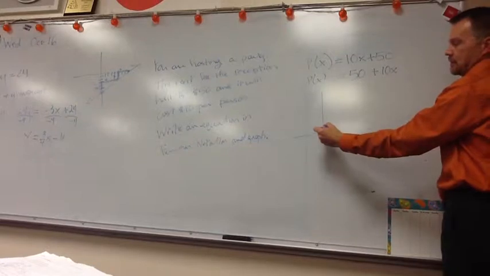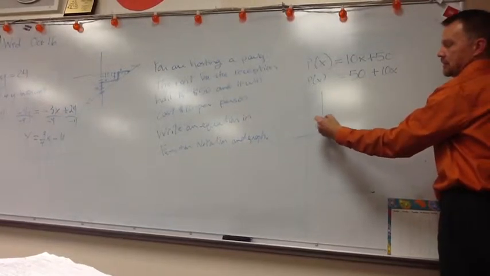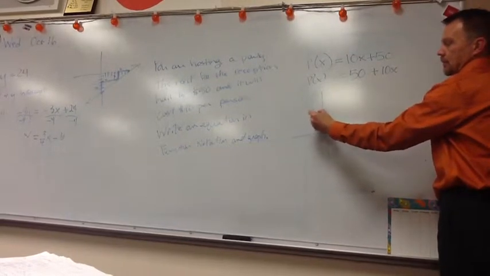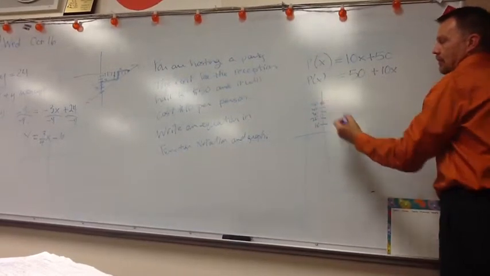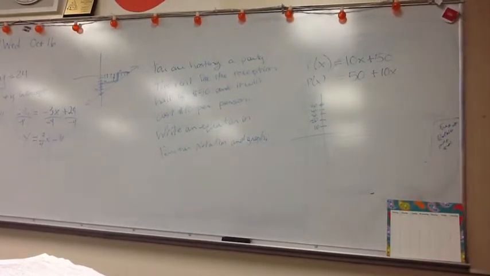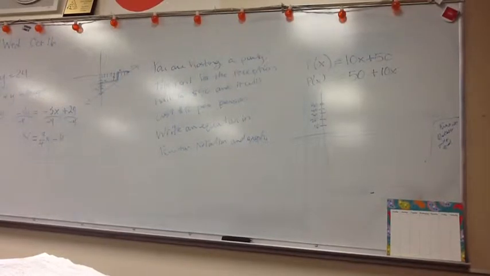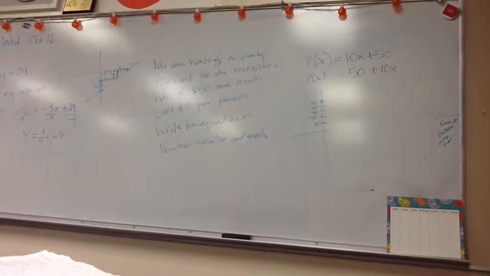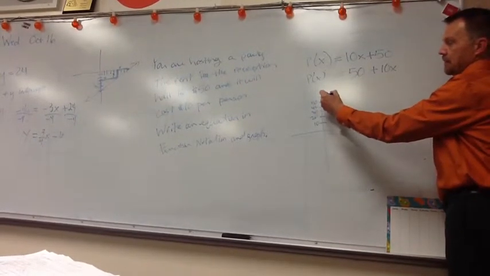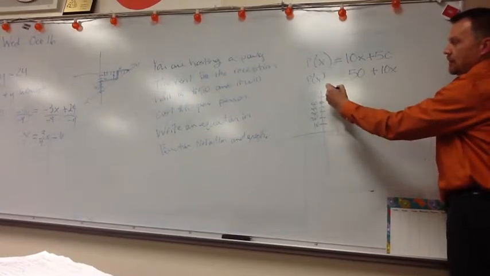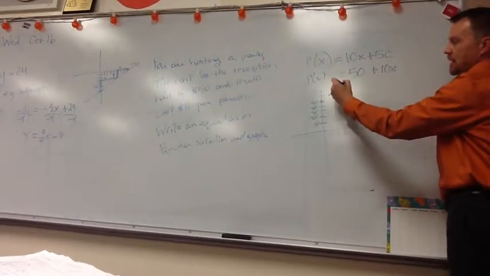0, 50, so I'm going to go by tens. If you just have 0 people show up, you still have to pay $50 for the building. So if I have 1 person show up, how much is it? 60. 2 people, 70. 3 people, 80.